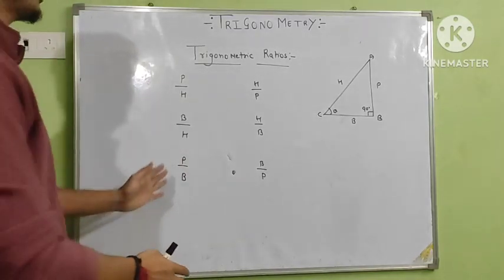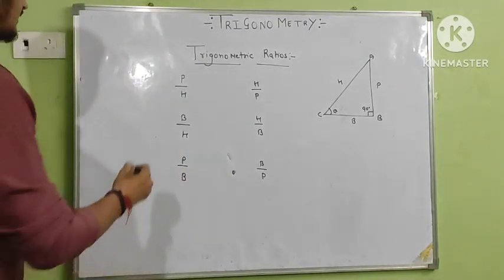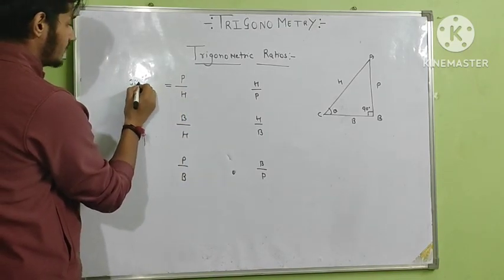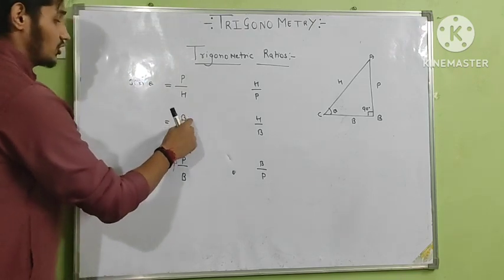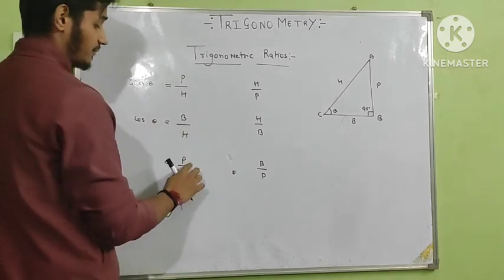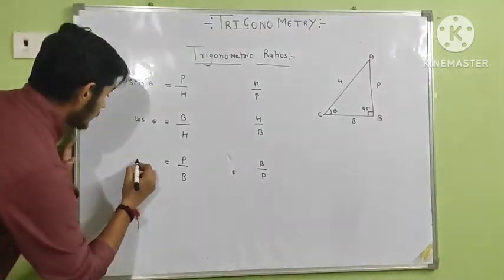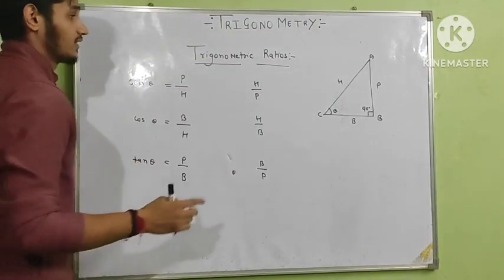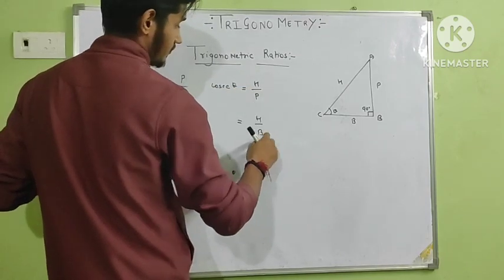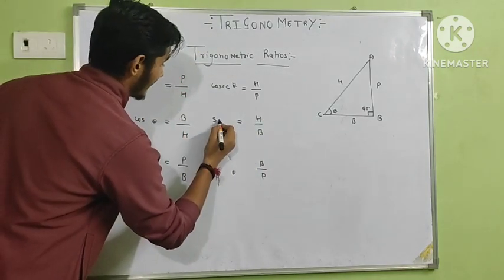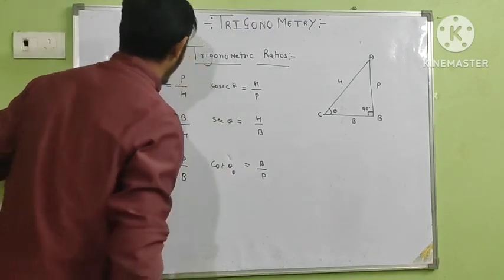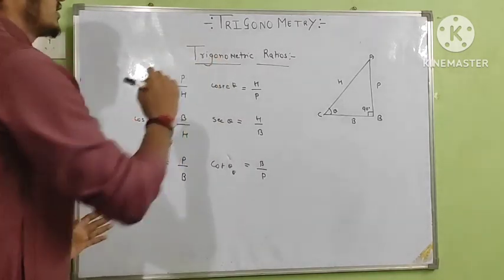In trigonometry, these ratios are specifically named. The ratio of perpendicular upon hypotenuse is called sine of theta, the ratio of base upon hypotenuse is called cos of theta, and the ratio of perpendicular upon base is called tan of theta. The ratio of hypotenuse to perpendicular is called cosec of theta. Similarly, hypotenuse upon base is called sec of theta, and base upon perpendicular is finally called cot of theta. These are the ratios of trigonometry.